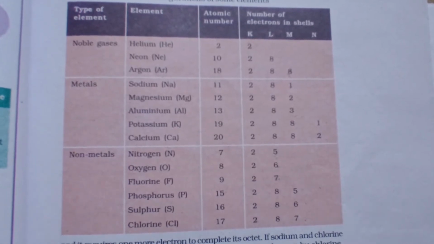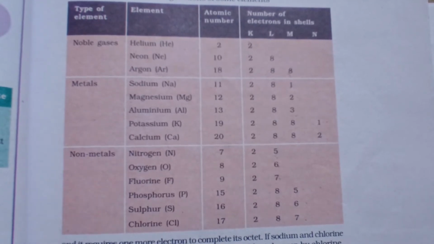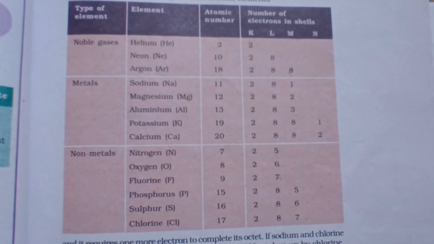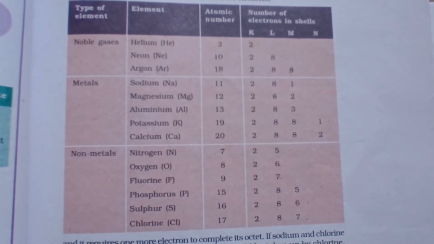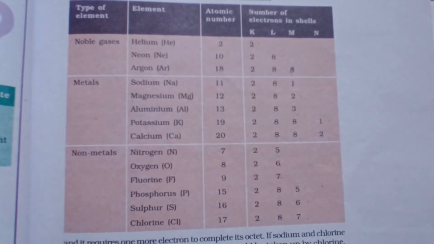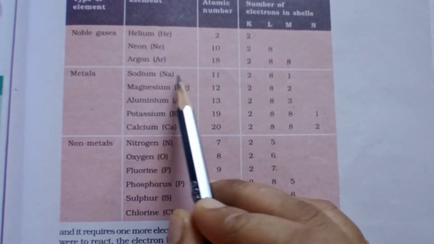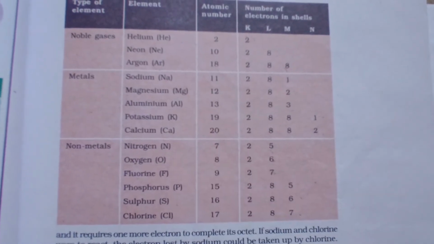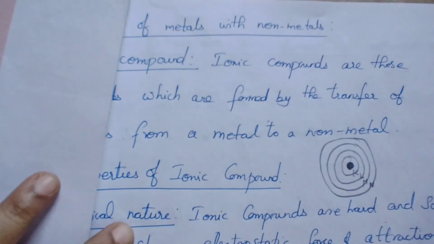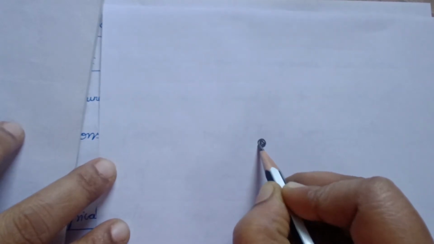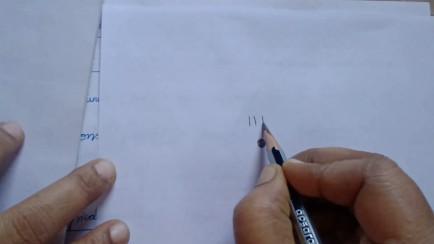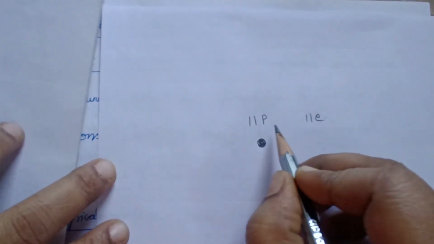When the metal reacts with non-metals, you know that metals are electropositive in nature and the non-metals are electronegative in nature, right? How does it combine? If a metal combines with a non-metal, we'll take sodium. The atomic number of sodium is 11. That means it has 11 protons and 11 electrons, right? That's why it is neutral in nature.